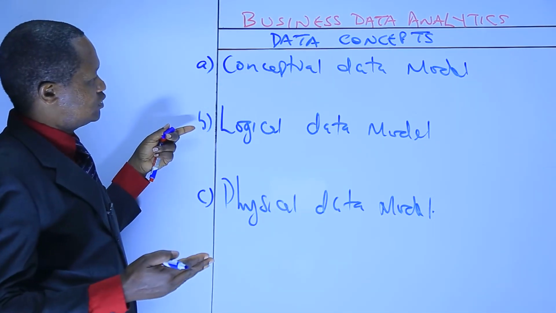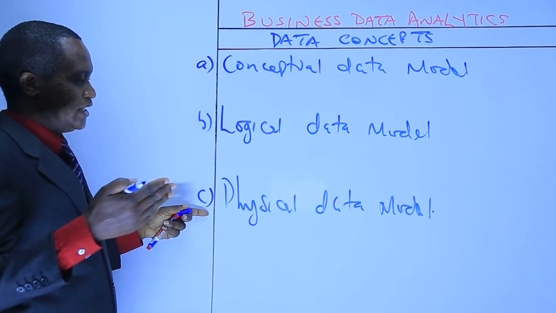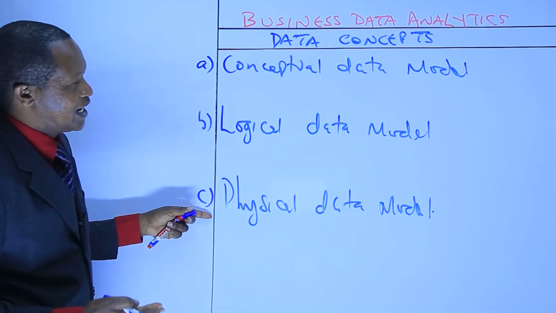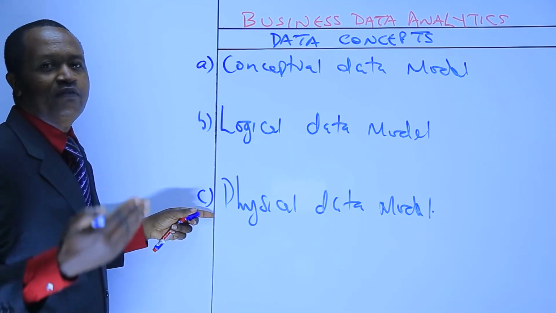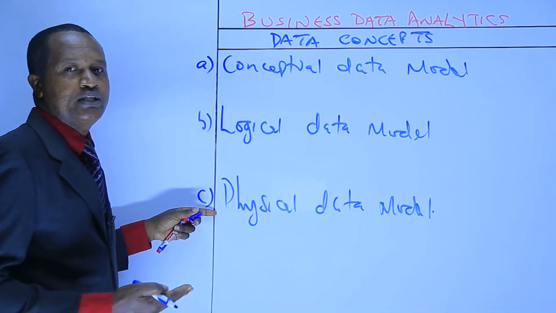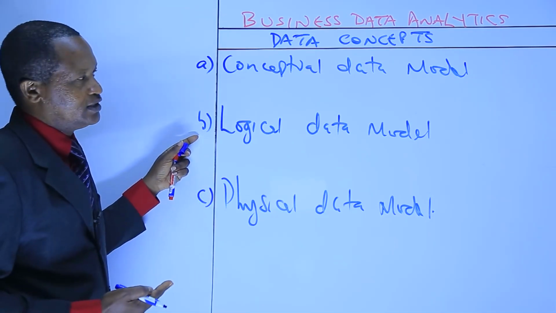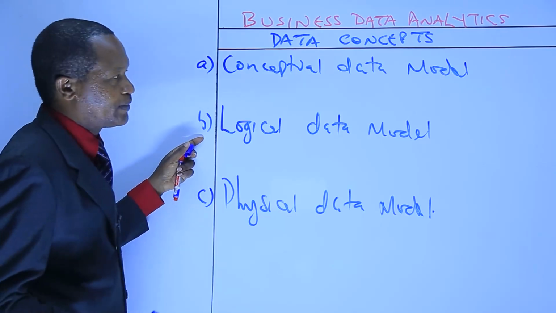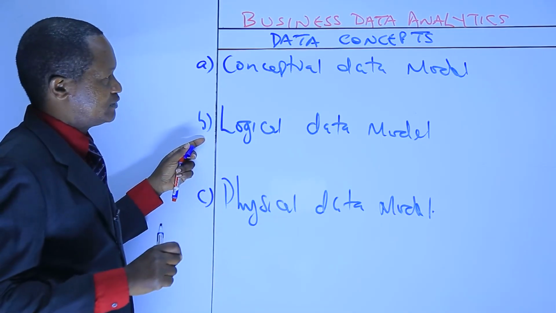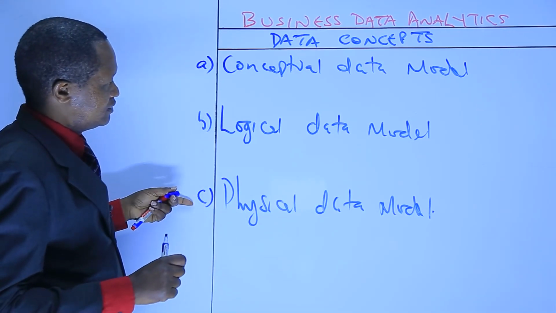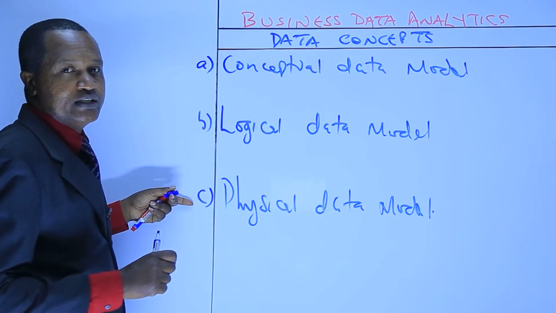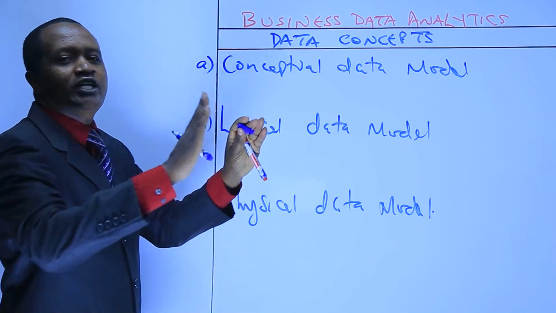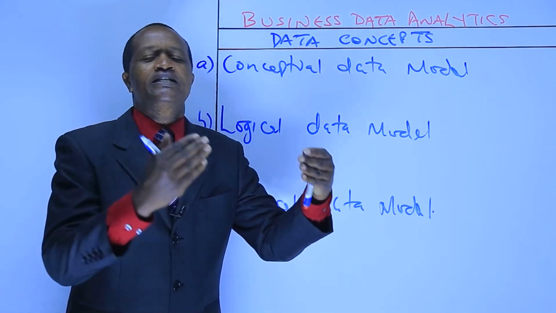Now, candidates, conceptual, logical, and physical data models are different levels of abstraction in data modeling that represent different aspects of data and its structure. All right? They do what? They represent different aspects of data and the structure of data in data modeling.